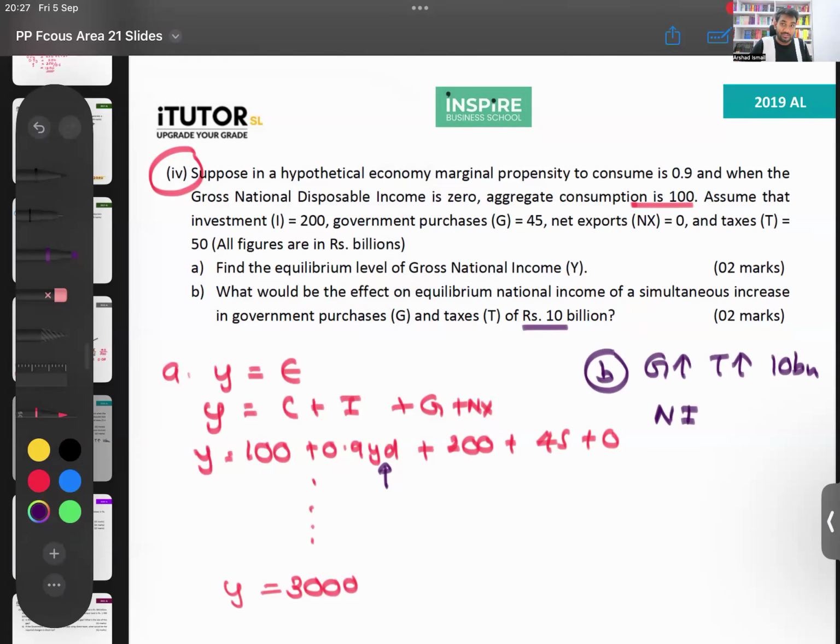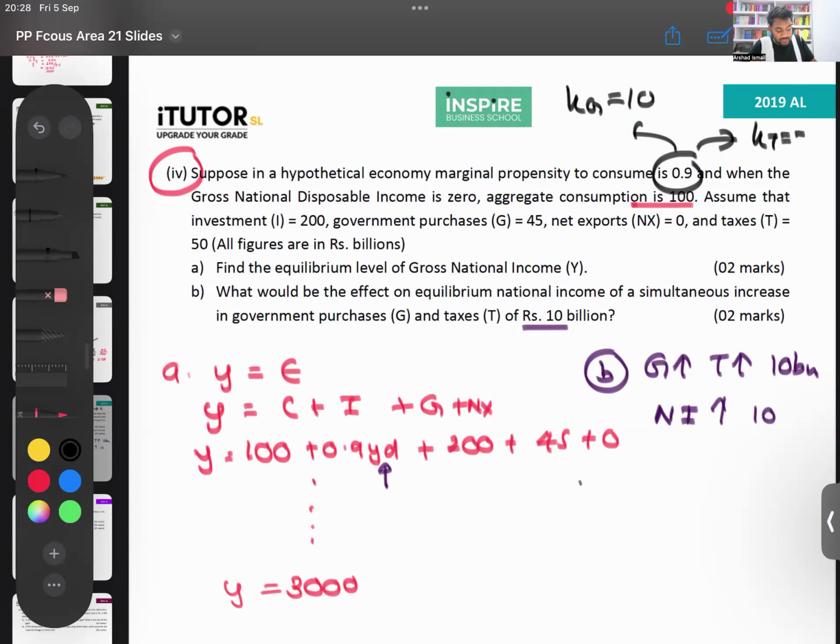National income will also increase by 10 billion. How? My government spending multiplier, with MPC 0.9, can you all give me the numbers now? My government spending multiplier will be 10 times. Okay. My tax multiplier will be, sorry, my tax multiplier will be minus 9 times. So you all put and calculate.